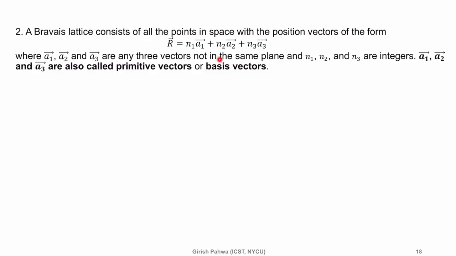Okay, and they are called primitive vectors or basis vectors. So any point in this lattice, I can express the position vector of that point in this form: n1 a1 plus n2 a2 plus n3 a3. a1, a2, a3 are the basis vectors or the primitive vectors. Now let me give you an example, the same 2D example that we saw.